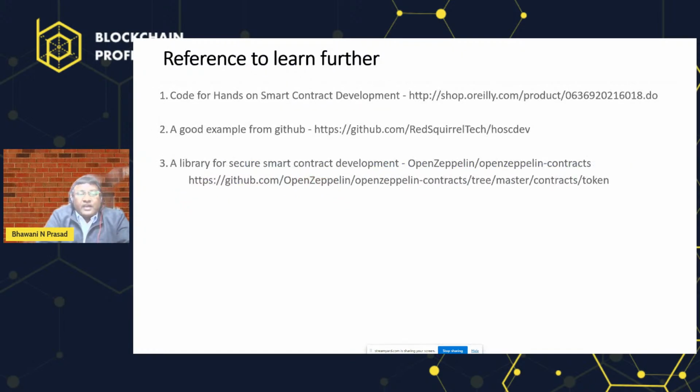So next we have references. If you want to learn the code for hands-on smart contract development, you can use the shop.oreilly.com product. GitHub has very good examples like Red Squirrel Tech, and also for secure smart contracts you can use OpenZeppelin contracts. OpenZeppelin is very good here. They have code for all tokens. So these three websites are very handy.